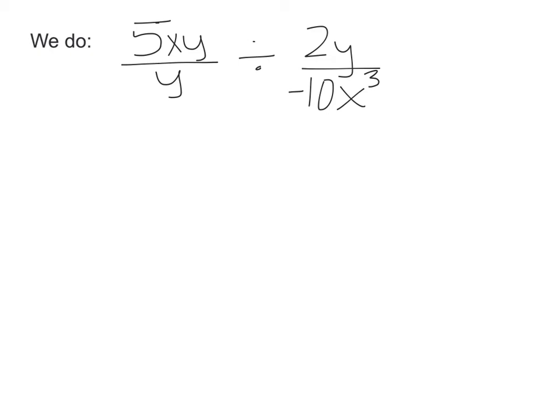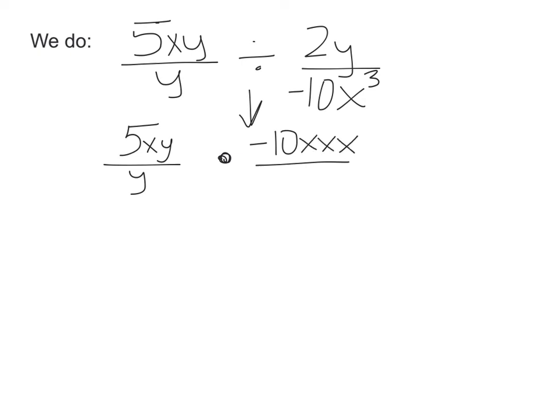Well, every time we divide a fraction, we multiply by the reciprocal. Perfect. So let's rewrite this then. 5xy over y times, the reciprocal is going to be what? Negative 10x. And it's x to the third, right? So why don't we expand it already, just to save a step, and maybe it will save us some time. And then we'll put that over what? 2y. All right, now we can multiply across, right?